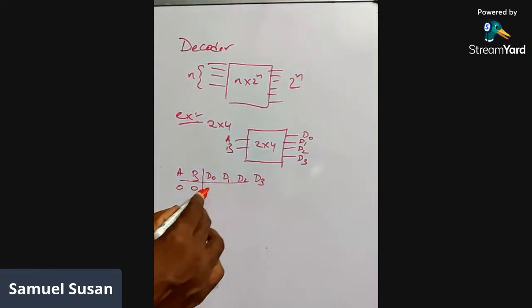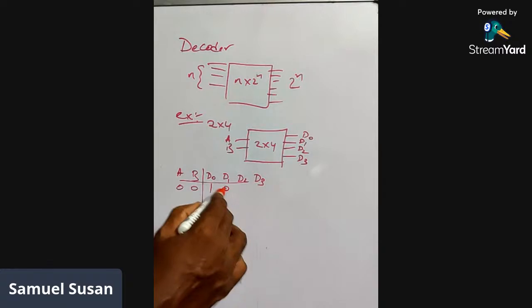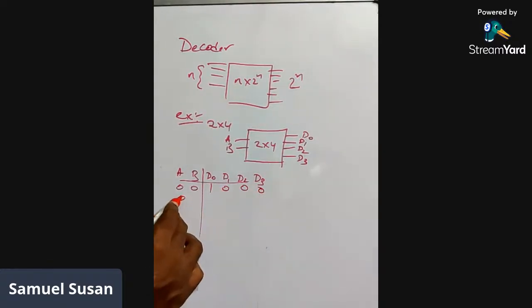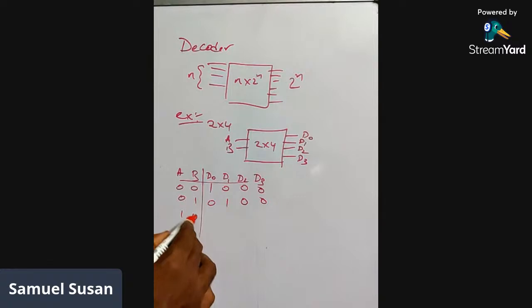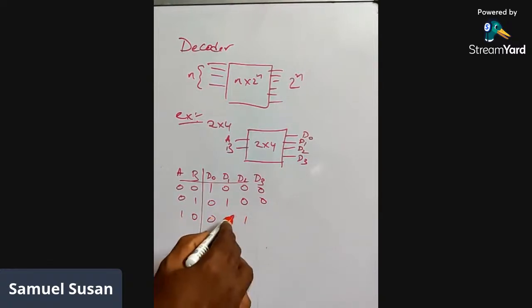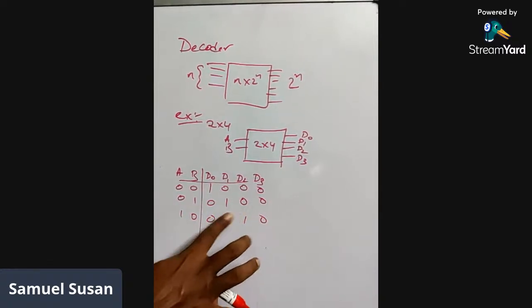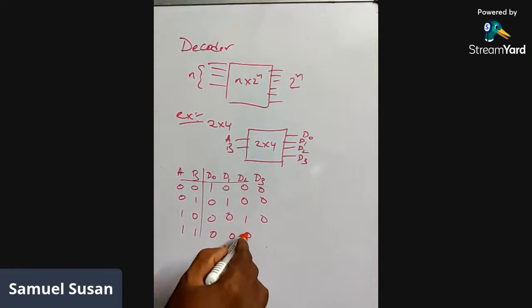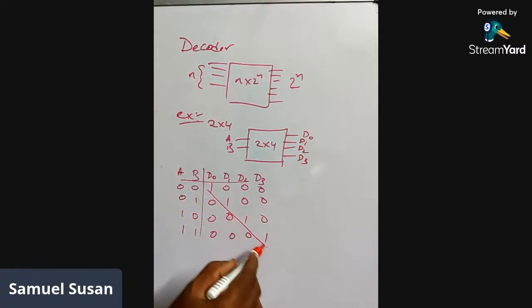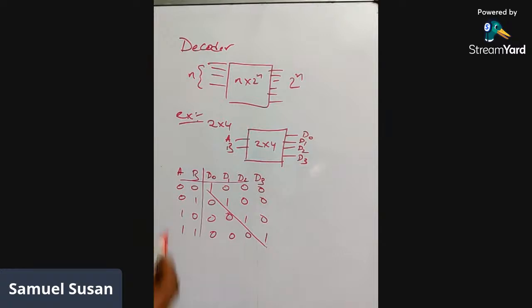So when this is 0, 0, D0 will be 1, the remaining will be zeros. And this is 0, 1, D1 will be 1, the remaining are zeros. This is 1, 0, D2 will be 1, the remaining are zeros. And finally, when these two are 1, D3 is 1. So you can see diagonally we will be having ones. So for any combination of the input, only one of the outputs will be equal to 1.